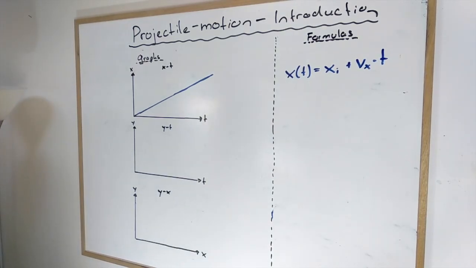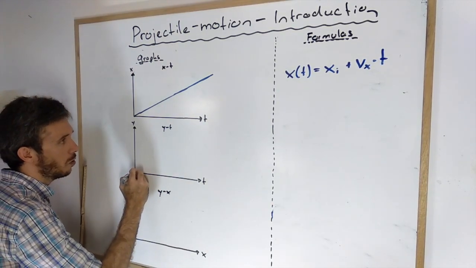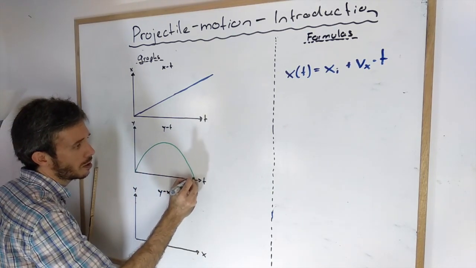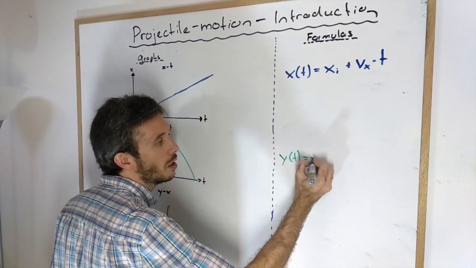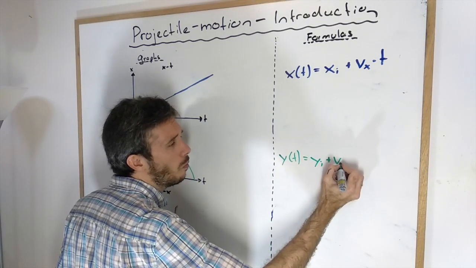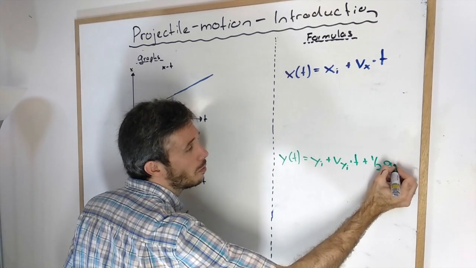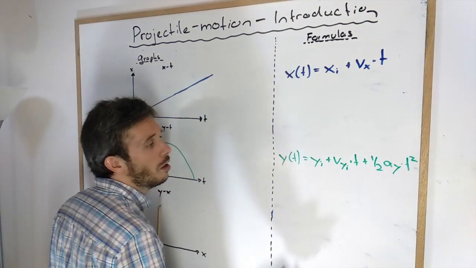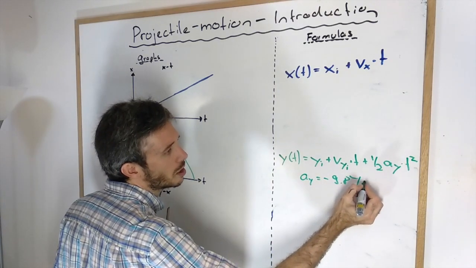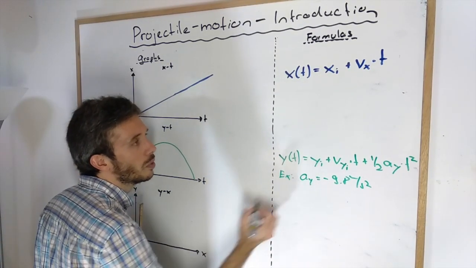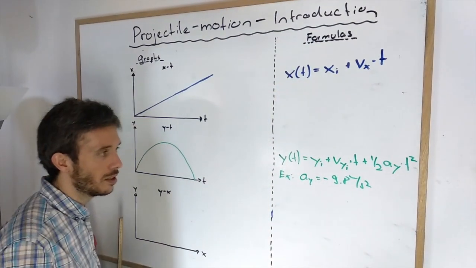In y direction, it's a bit more complicated because now I have an acceleration. So I will first go upwards and over time go backwards. There's some kind of a parabola that can be described by y as a function of time is my y initial plus my y initial velocity times time plus 1/2 a_y times t squared, with, in my case with gravity, a_y equals minus 9.8 meters per second squared if I'm on Earth, as an example. Note that in x it's the same equation, just in this case the acceleration a_x is 0.